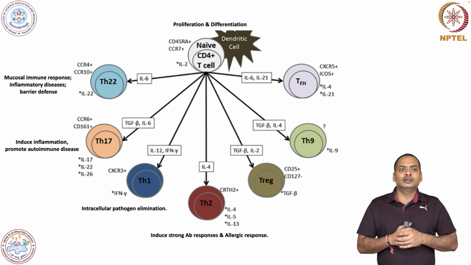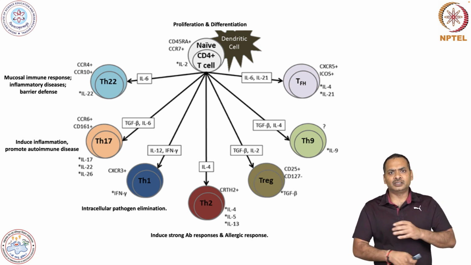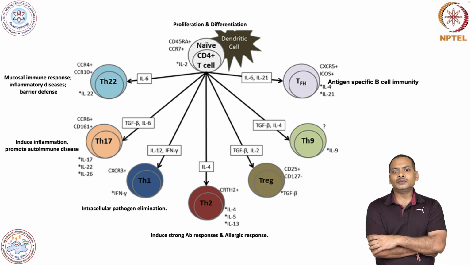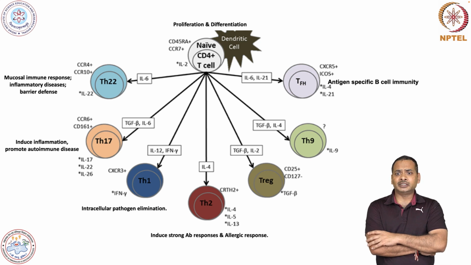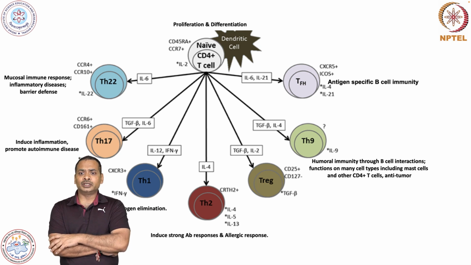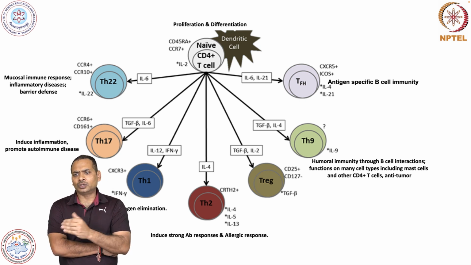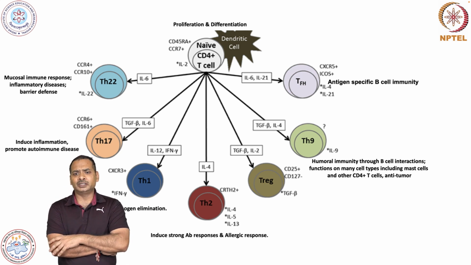inflammatory diseases, and barrier defense. There are TFH cells, and these TFH cells play an important role in antigen specific B cell immunity. Th9 cells play an important role in some aspects of tumor. Basically they are anti-tumor in nature.